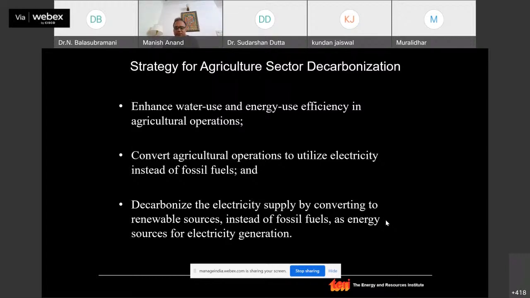Climate change, so to say, requires us to effectively decarbonize our economies by the third quarter of this century. And this implies that agricultural operations will need to become more fossil fuel free in the next couple of decades. And we think that this will require three parallel interventions. The first is to enhance water use and energy efficiency in agricultural operations. Second is to convert agricultural operations to utilize electricity instead of fossil fuels. And third, to decarbonize the electricity supply by converting to renewable sources instead of fossil fuels. All these three interventions would require policies, incentives, and regulations for their initial acceptance, commercial model development, and also large-scale replication.